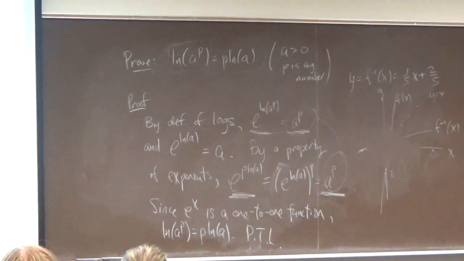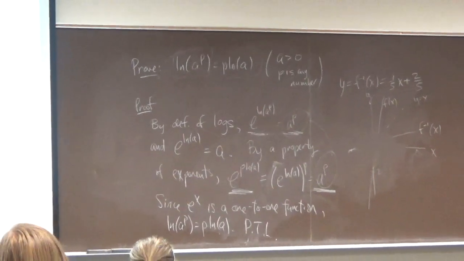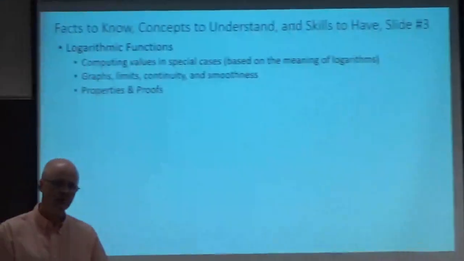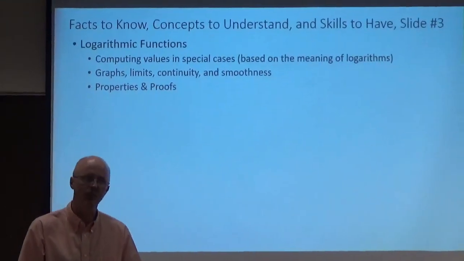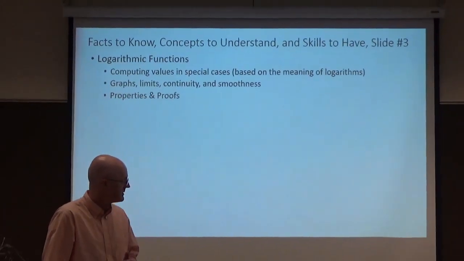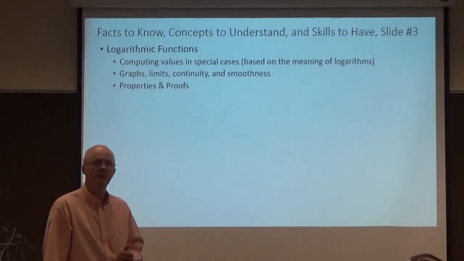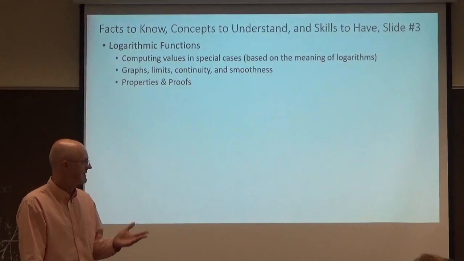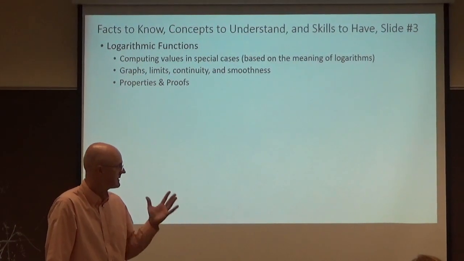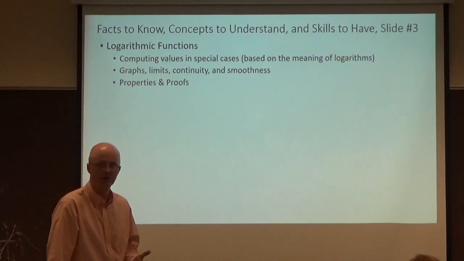So for this kind of proof, start by using what you know about the definition of logarithms. Then use a property of exponents in some creative way. You've got to be careful how you use the property of exponents. Then use the fact that the corresponding exponential function is one-to-one to conclude that the exponents must be the same thing to get your final conclusion.